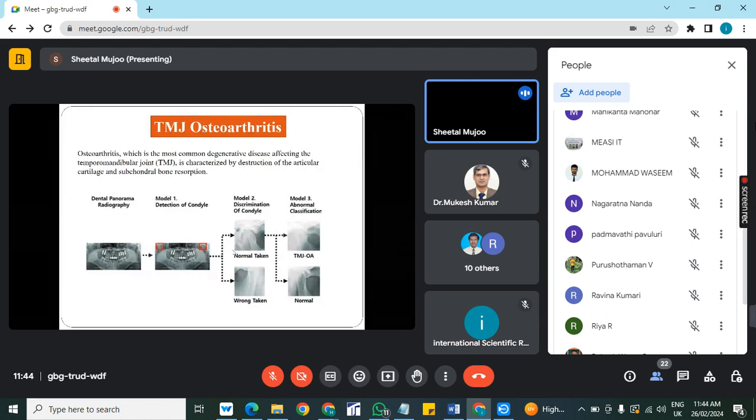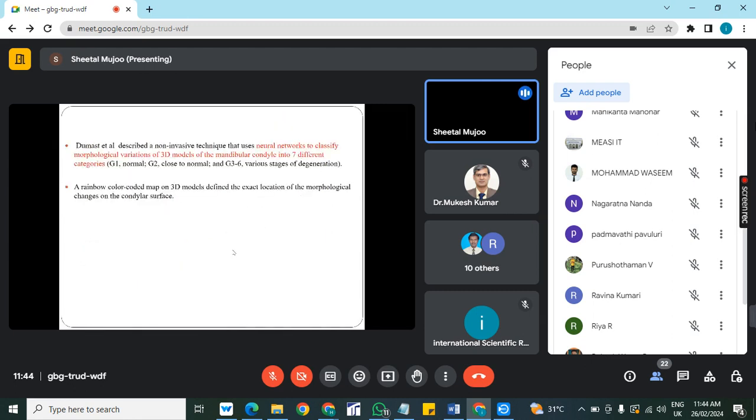Okay, but once the computer says yes, it is perfectly taken, it is the exact radiograph which we need, then it will detect the lesion. Where is the lesion? After it finds the lesion, it will detect that this is not normal, this is abnormal, then it will help you to classify which type of disease the patient is having, under which classification it comes.